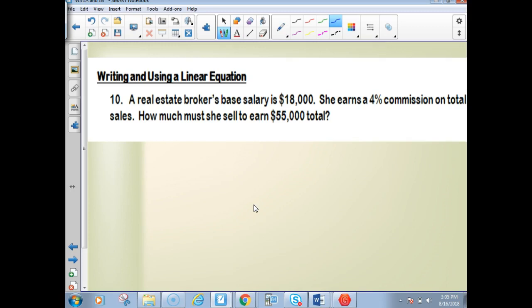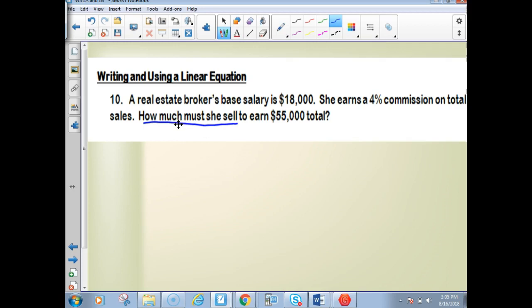But the most important thing is, what's the question? That's where you want to begin, in a way. But I'm going to read the whole problem first, because then I have an understanding of where I'm headed. So I got a real estate broker's base salary, $18,000. She gets a 4% commission on total sales. How much must she sell to earn $55,000? Okay, so that's my question.